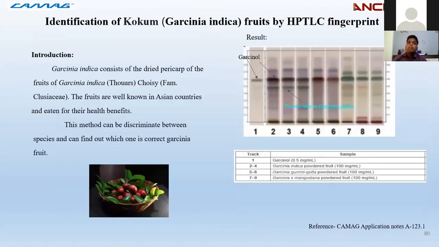Then identification of Kokum, Garcinia indica, fruits by HPTLC. Garcinia indica consists of the dried pericarp of the fruits. They took three different species: Garcinia indica powder, Garcinia gummigutta, and Garcinia mangostana. So they did the application, and after the development, they observed this.